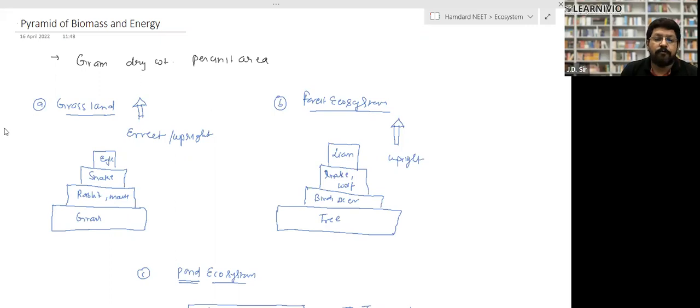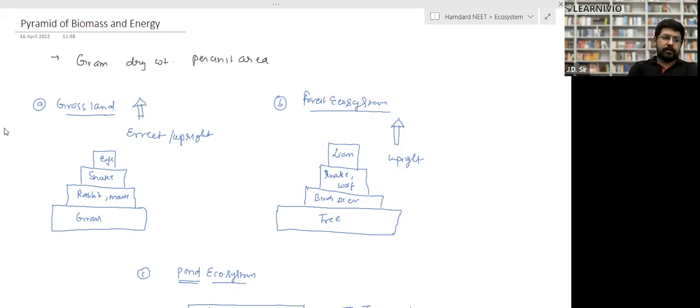In pyramid of biomass, we always take dry weight per unit area present at every trophic level. So here we are taking the biomass.